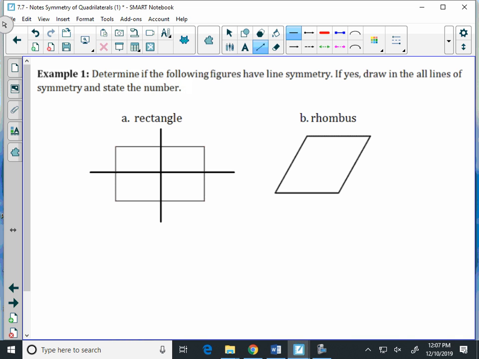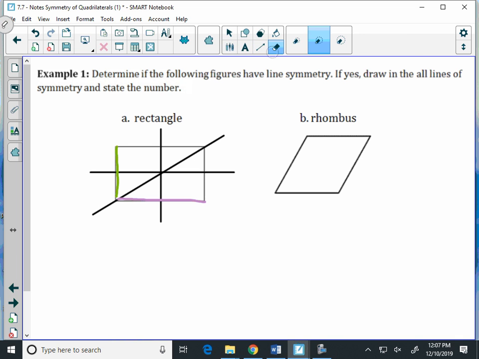No. Some people think that diagonal. Why does the diagonal not work? Yeah, it won't match up. When we fold, we're folding along that diagonal line, so this long side would match up with this short side. Does the long side match up perfectly with the short side? No. So the diagonals do not work in a rectangle.